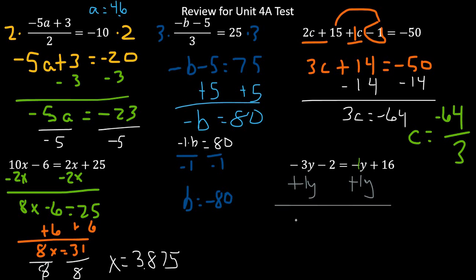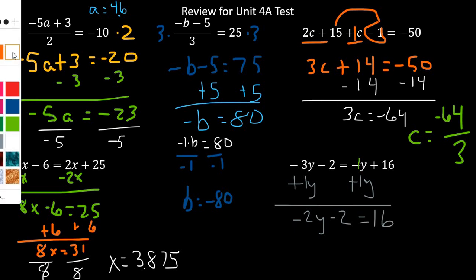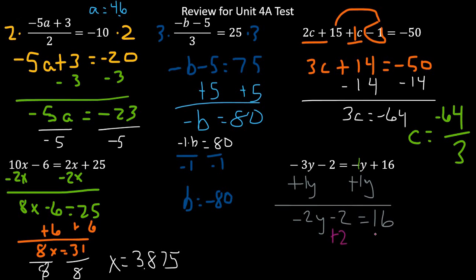Negative 3y plus 1y is negative 2y. Negative 2y minus 2 equals 16. Get rid of the stuff that's on the same side of the letter but not touching it. That's the negative 2. So we're going to add 2 to both sides. That's going to give us negative 2y equals 18. Negative 2y means negative 2 times y, so now finally we're going to divide both sides by negative 2, and that's going to give us y equals negative 9.